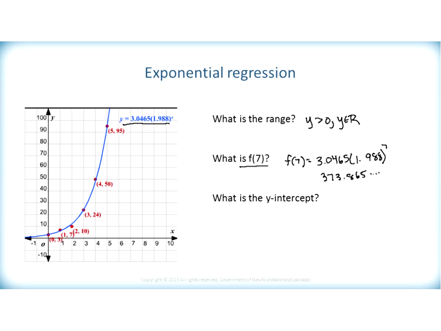That would be extrapolating. We're going outside the domain here. It says, what is the y-intercept? We're given the function, and of course, we know the y-intercept of an exponential function is A. And so we have 3.0465.